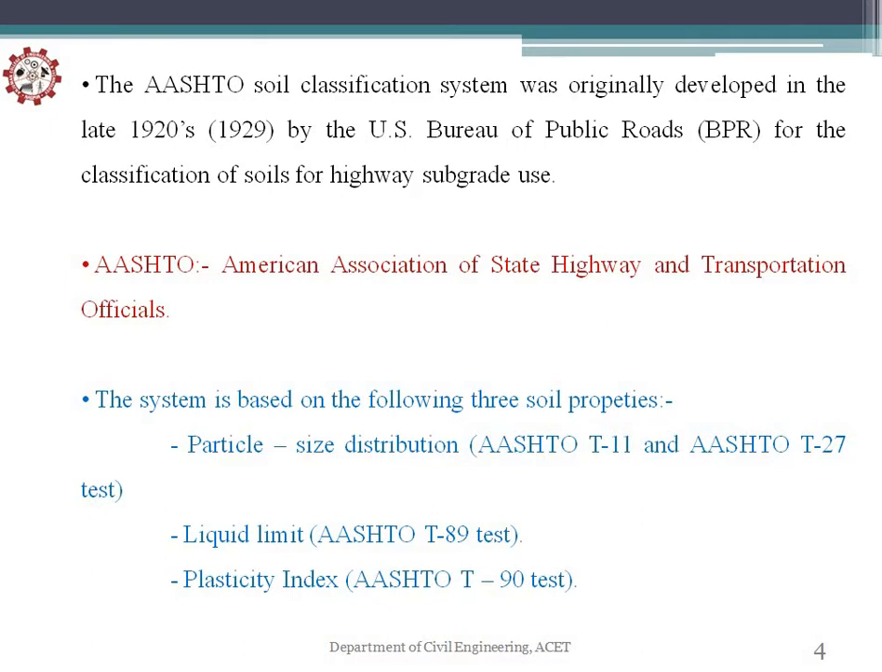Students, we have already done geotechnical engineering 1 and in that we have learned about particle size distribution, liquid limit and plasticity index. So we know that the higher the plasticity index, the more expansive and cohesive the soil is, which is not good for construction of any civil engineering structure. So all these three parameters are very important.